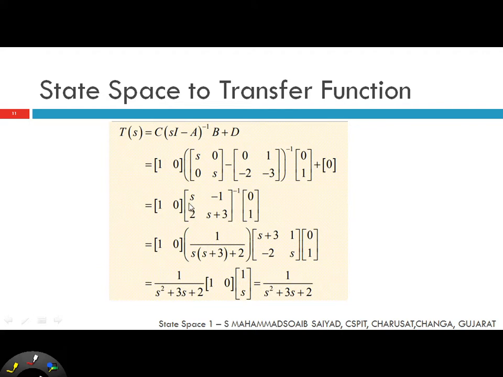Whenever you want to find the inverse of any square matrix, such as a 2 by 2 matrix, what do you have to do? The inverse matrix definition is the adjoint of A divided by the determinant of that particular matrix, A. So we have to find the determinant first. The determinant will be s into s plus 3, plus 2, and then the adjoint.